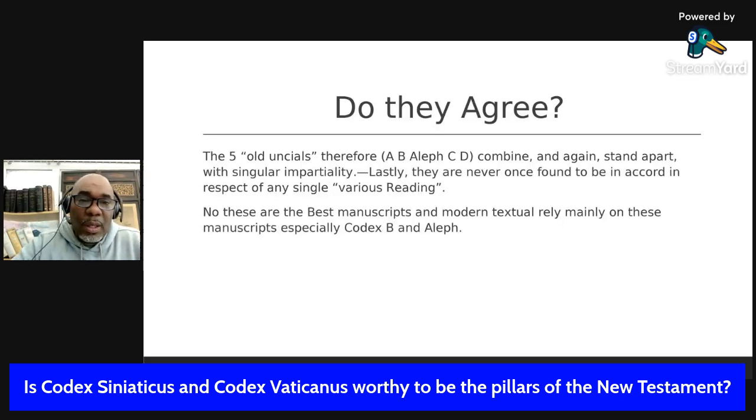So the five old uncials, they did not agree with those verses. Are they the best? We have to look at what one defines as best, what qualifies as best, because the only thing that has come across as the best, because one, Codex Vaticanus and Sinaiticus contain most of the New Testament, and two, they're old. But that doesn't mean they're the best.